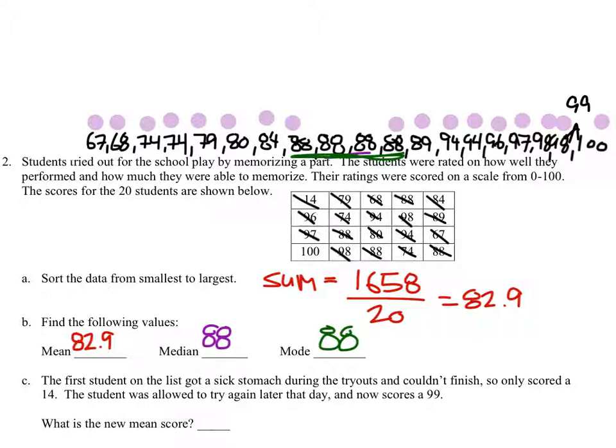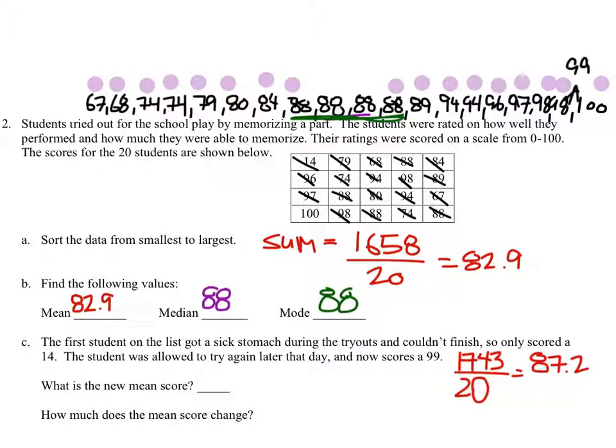All right, so let's go ahead and find the new mean score. To do that, we can just take the 1658, subtract the 14, and then add 99. So the new sum is 1743. And we still have 20 values, so let's go ahead and divide that up. All right, so we got that.